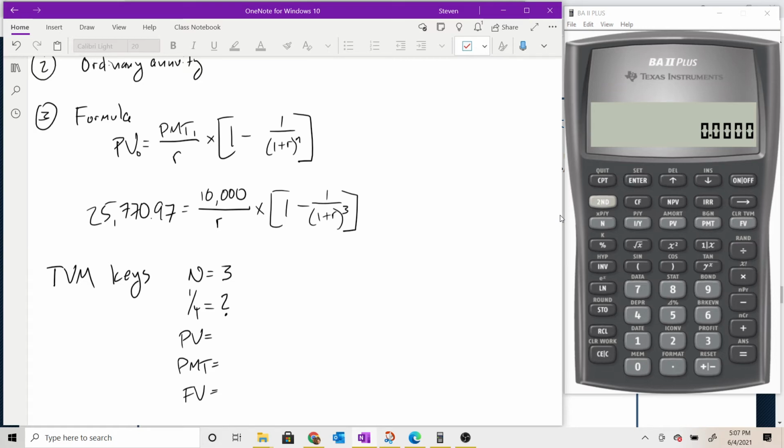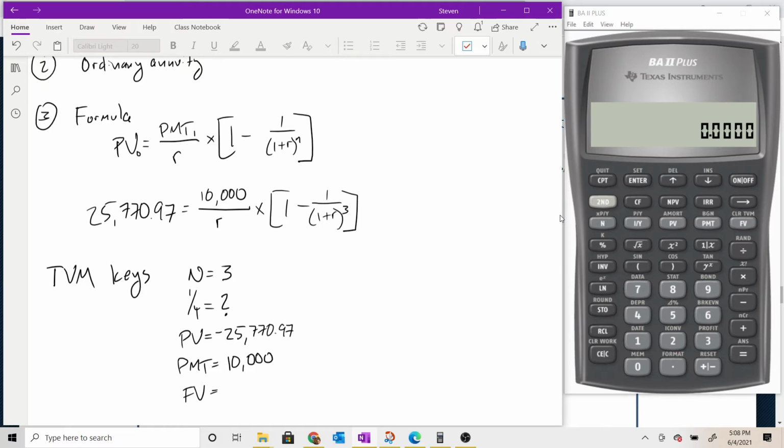So present value, I'm going to adopt the perspective of my pocket, which means I'm going to have a cash outflow. Because I'm the investor, I'm going to pay $25,770.97. And that means I will have 3 cash inflows of $10,000. So I'm going to record the payment as a positive.